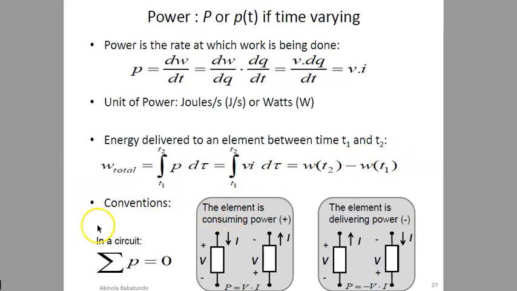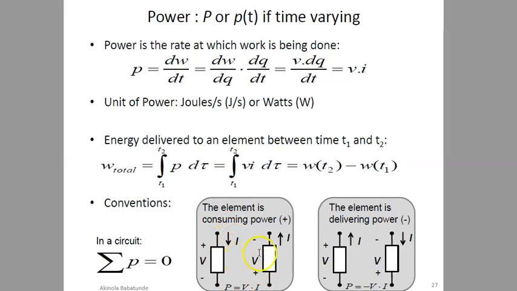Again, we're going to use the following conventions. First of all, you should note that in a circuit, the summation of all the powers in a circuit is equal to 0. And then the circuit element is consuming power when current flows from positive to negative charge. In this particular case, the power is going to be positive. So you have P equal to V multiplied by I. It will have positive polarity because current is flowing from positive to negative.